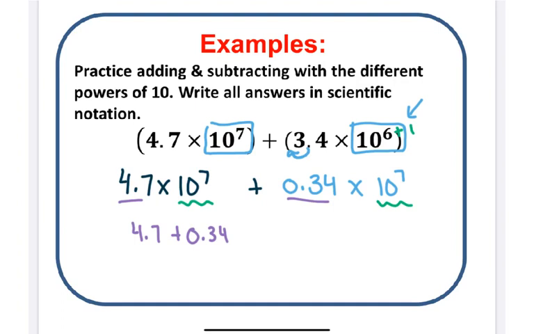And we should end up with 5 and 4/100. Okay, then we keep our power of 10. So that would be times 10 to the 7th.